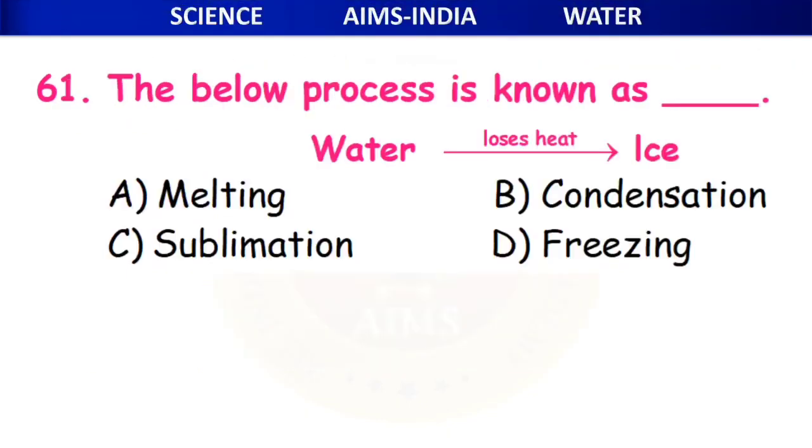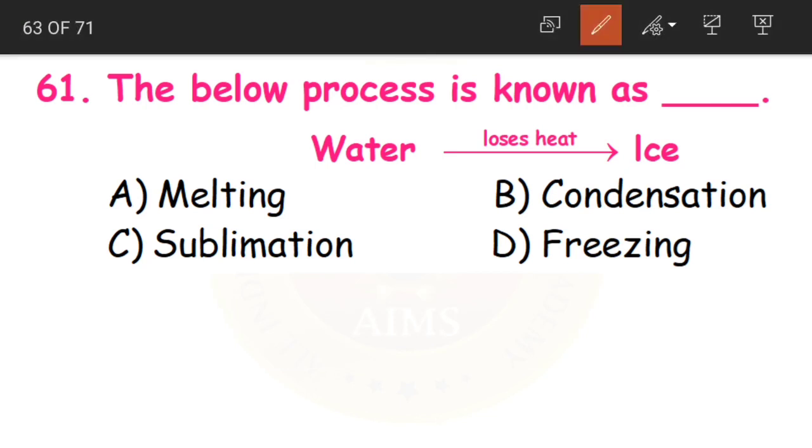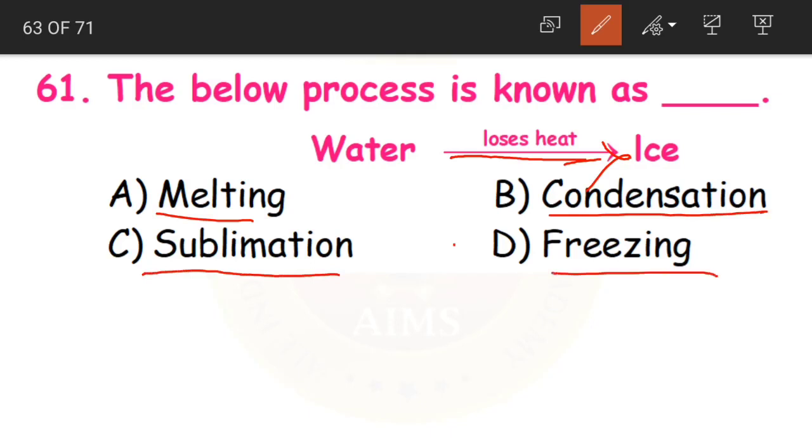Okay children, 61st question. The below process is known as. So what is that? Water changing into ice. After losing heat, when water loses heat, it changes into ice. So what is it called? Either melting, condensation, sublimation or freezing. And the answer is freezing.